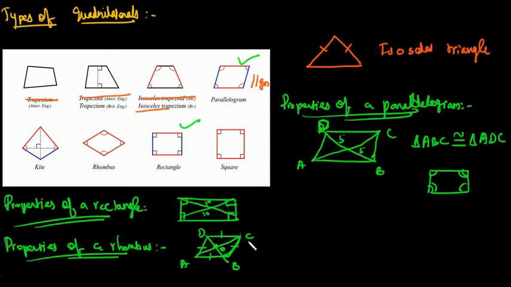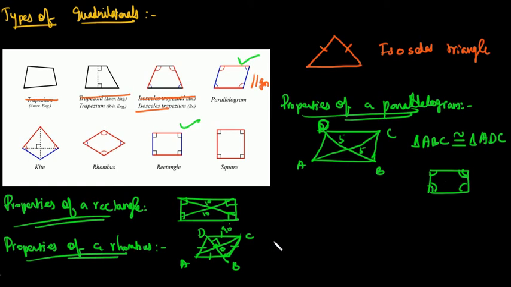Apart from that, the diagonals of a rhombus intersect at right angles. This is a special property. What is that? Here, the angle between the diagonals is a right angle. This is 90 degrees. Can we say this other angle is 90 degrees? No, you can't say that. But the angle between the diagonals in a rhombus is 90 degrees. This is a property of a rhombus.